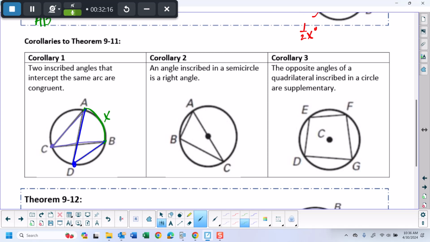If AB has a measure of x degrees, both of these angles come from the same endpoints on the circle. Do you see how they both start and end at A and B? And it doesn't matter where that vertex is on the circle, they're both going to have the same measure. So the measure of C is 1/2 of the arc. The measure of angle D is 1/2 of the arc. Therefore, 2 inscribed angles that intercept the same arc are going to be congruent. So those 2 inscribed angles are going to have the same measure.